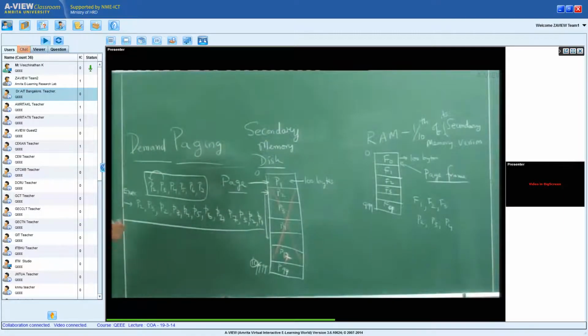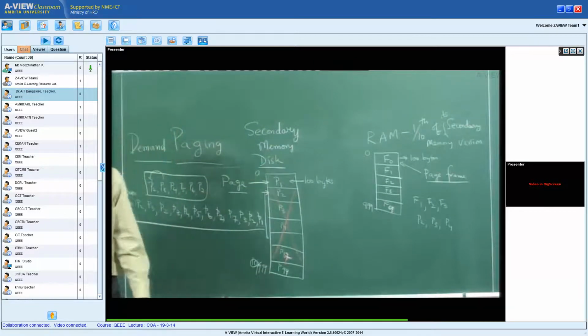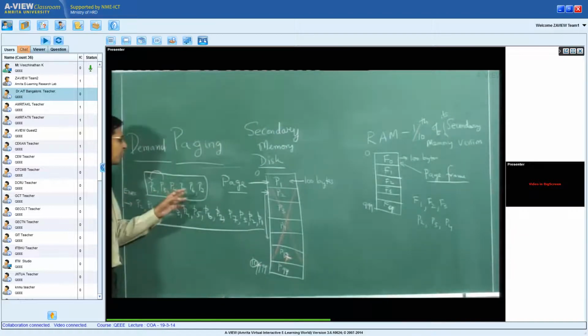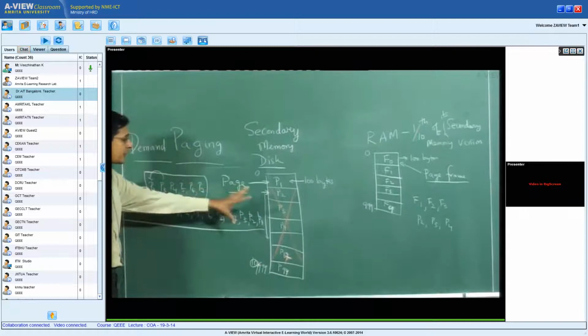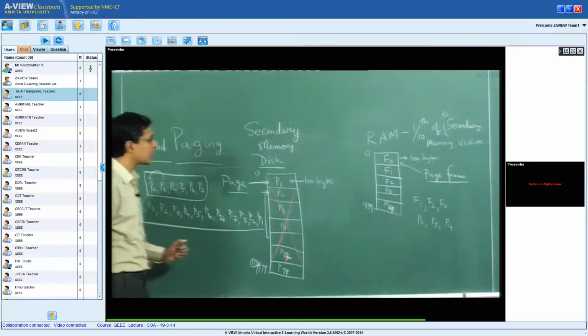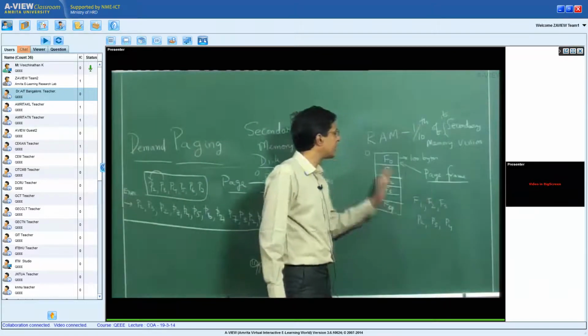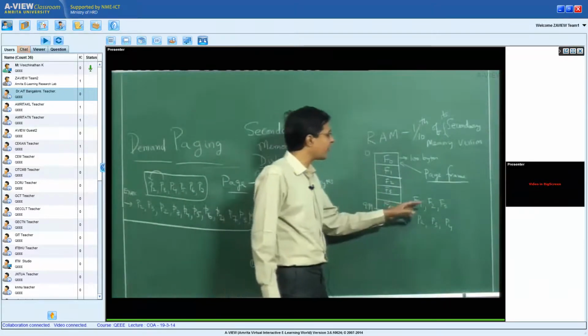So let me just repeat the scenario. There is a program that occupies 6 pages in the secondary memory, the disk version of your memory. So that will be P2, P3, P4, P5, P6, P7. It is loaded there. It is available in the secondary memory. Now for it to execute, the operating system gives it 3 frames in the primary memory, namely F1, F2, F3.